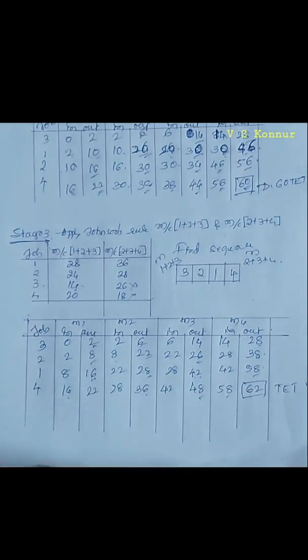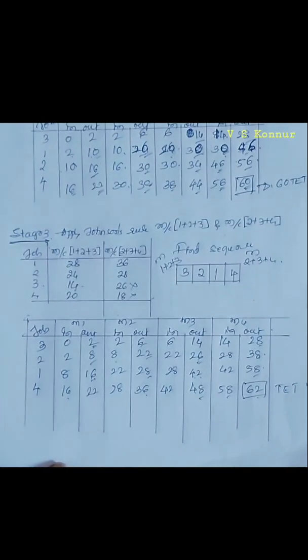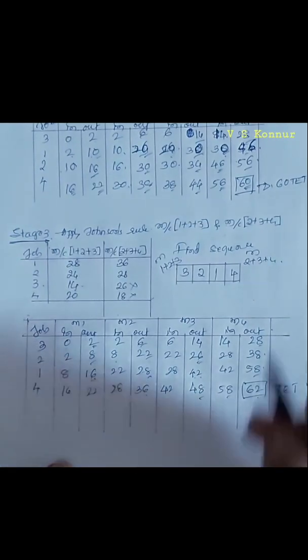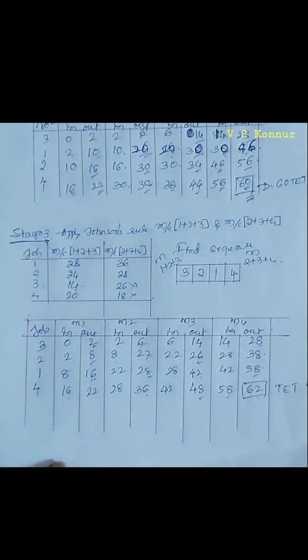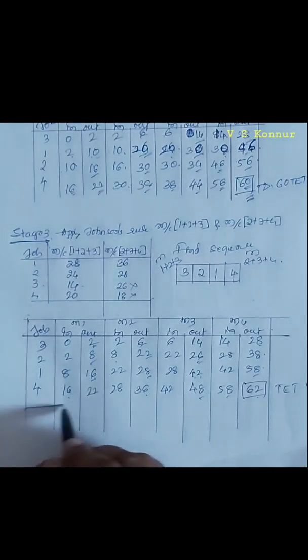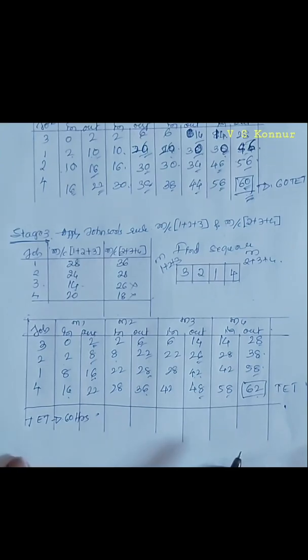So now we got total elapsed time 62 for this method and 60 for the other. One more method we got 62. So finally we will come to know that the least is 60. So that total elapsed time will be considered as 60 hours. Total elapsed time will be considered as 60 hours.